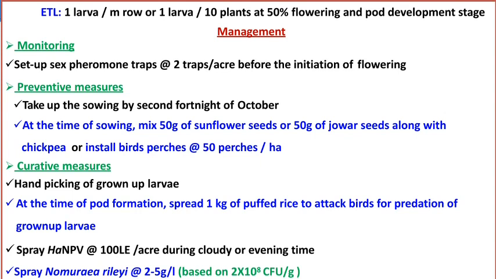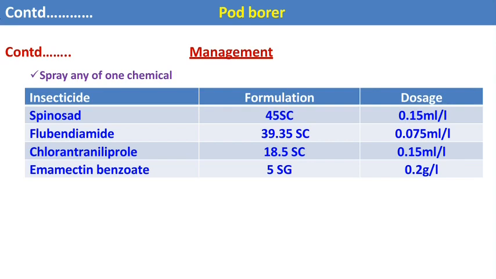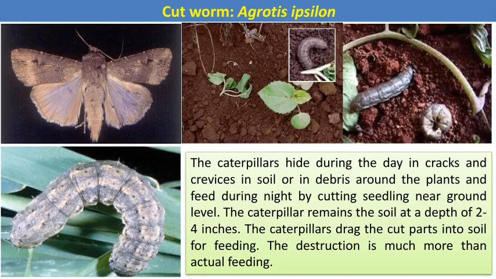Then HaNPV is effective against Helicoverpa armigera, and HaNPV is the Helicoverpa armigera nuclear polyhedrosis virus. Then Nomuraea rileyi is used as an entomopathogenic fungus against lepidopteran pests. Then these are some of the recommended insecticides against the gram pod borer.